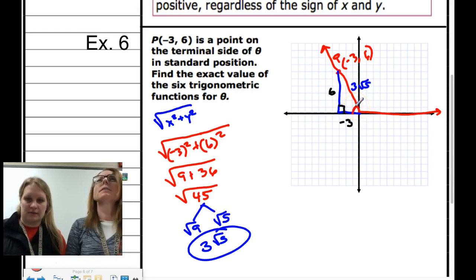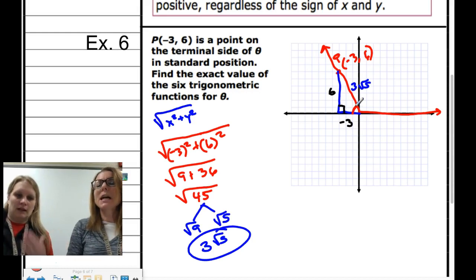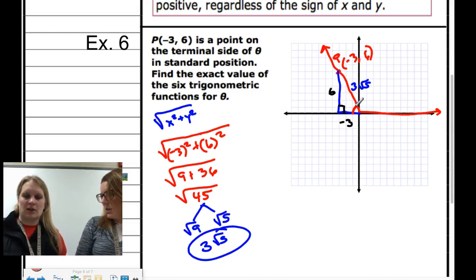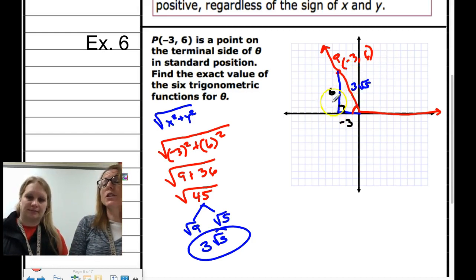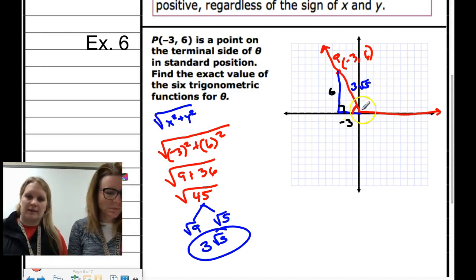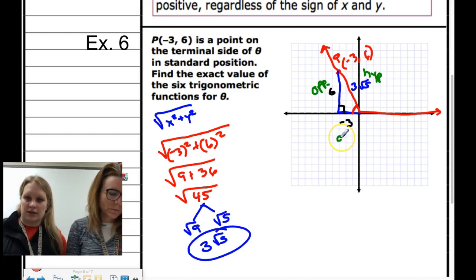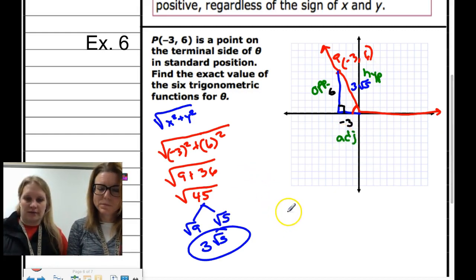The hey, look at me angle is going to be the reference angle. The reference angle, remember, is between the terminal side and the x-axis. So the hey, look at me angle is the reference angle. So if we label, here's our opposite, here's our hypotenuse, and here's our adjacent. So we're just finding all 3: sine, cosine, and tangent.